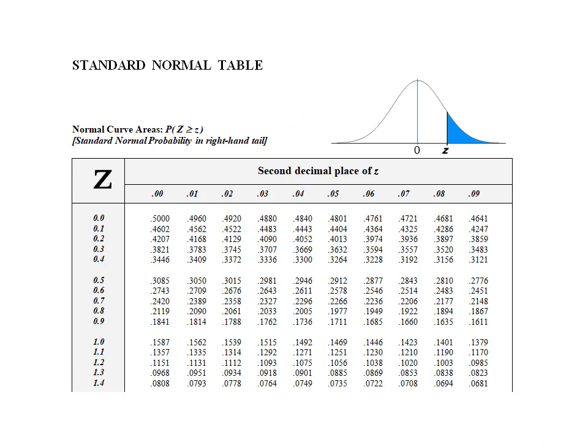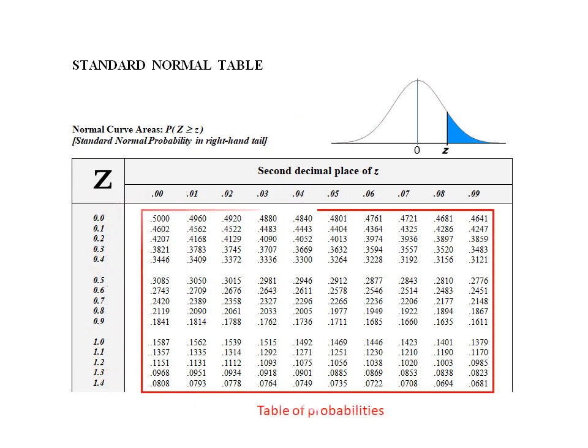So this is how the standard normal table looks like. These are the values for Z and these are the probabilities. The standard normal table is said to be standard normal probability in right hand tail because all these probabilities are for value of Z greater than 0. In case Z is given as lesser than 0, then we have to convert it into Z greater than 0, then only we can refer to this table.